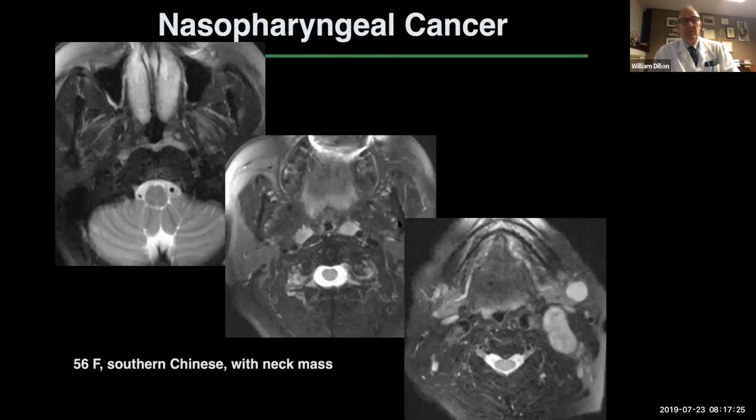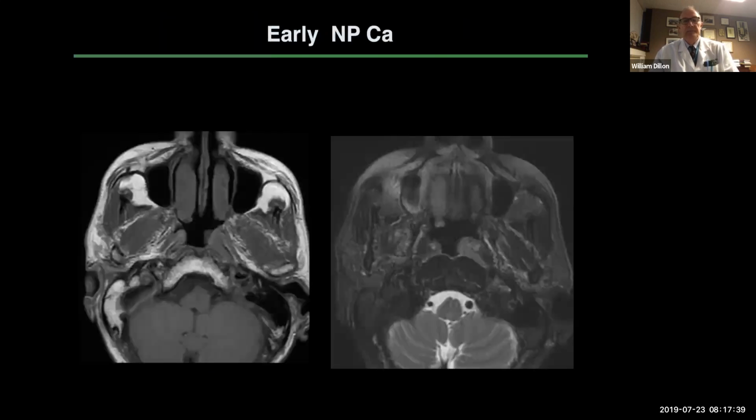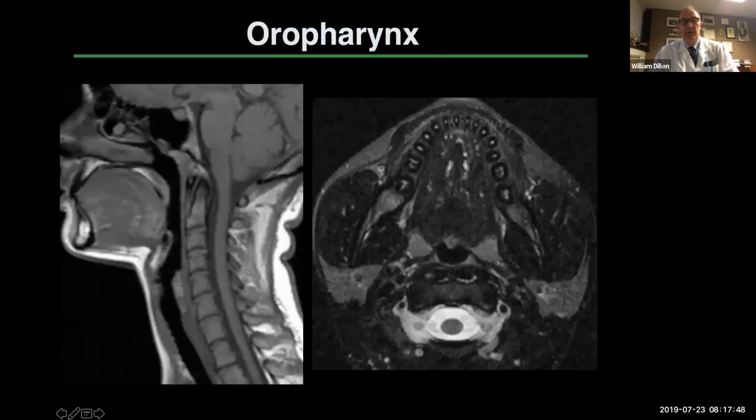Nasopharyngeal carcinoma, we'll look for expansion of the fossa of Rosenmuller, retropharyngeal nodes, and nodes in the second division of the level 2 lymph nodes of the neck. Another example, squamous carcinoma of the nasopharynx, early nasopharyngeal carcinoma. In the oropharynx now, this is at the level of the palatine tonsils, the uvula.